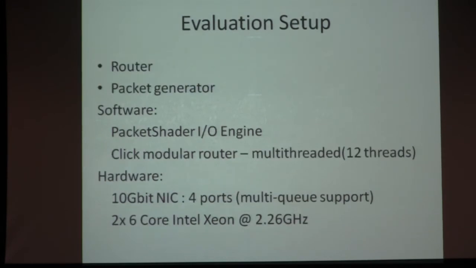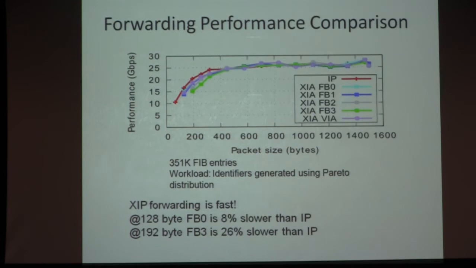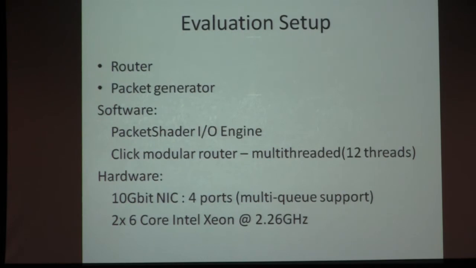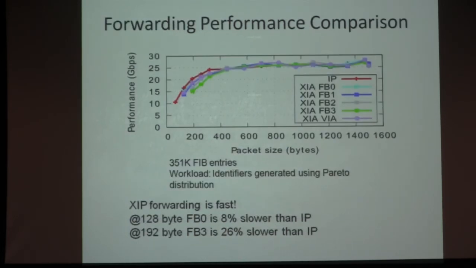We have an evaluation which I'm going to skip over, which shows that you can forward this at pretty much the same rate as IP, if you do a CPU server implementation. This uses the packet shader. The variables are packet size on the x-axis and performance in gigabits per second on the y-axis. The only penalty you pay is that your addresses are bigger, so fewer useful bits go through.